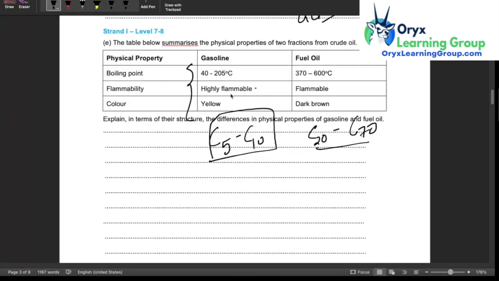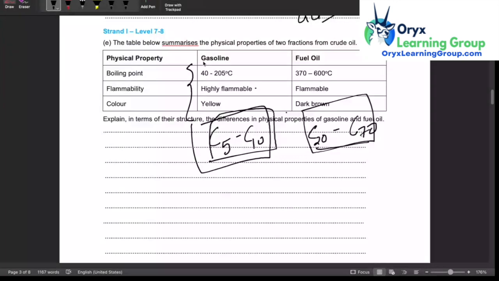Understand this? So when you're answering this question, you start by telling the number of carbon atoms in these two mixtures. This will give you a lot of marks. Then you explain that with the increasing number of carbon atoms, the intermolecular force of attraction increases, so you require more heat to break them. That's why the boiling point is high, and similarly for flammability and color. Any doubts here, or can we go to the next question?